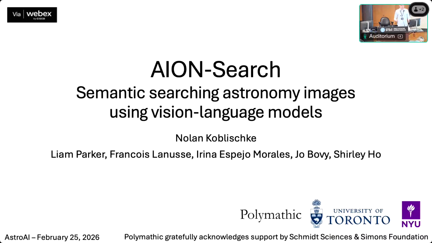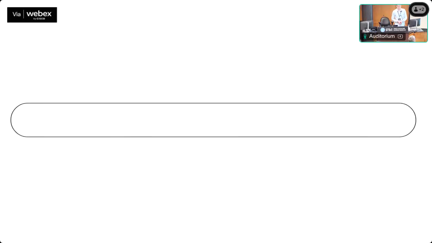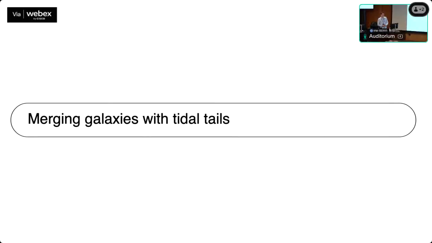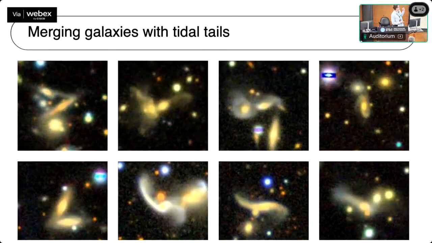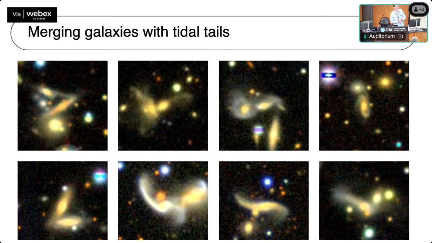All right, hi everybody. I'm Nolan. I'm a PhD student at the University of Toronto. And today I'm going to be showing you work that I did at Polymathic, which is an AI for science group in New York. Specifically, I'm going to be showing you how we used language models to build a search engine for galaxy images. And so out of 20 million images, you can search stuff like merging galaxies with tidal tails.